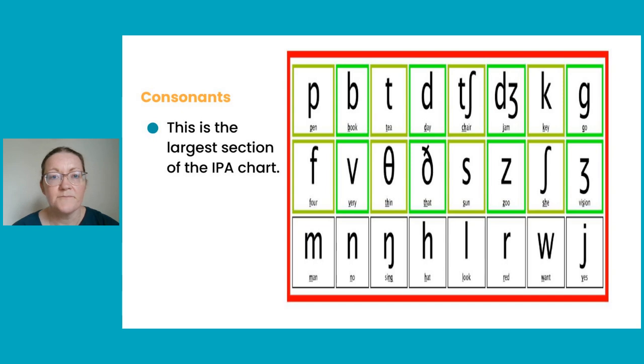I'm going to stop at the top line. I'm not going to read the example words because it'll take too long. So I'm just going to run through them and you can hear what each one corresponds to. Okay, bearing in mind, these are not letters anymore in this context. They are sounds. Okay, first one. P, B, T, D, Ch, J, K, G.